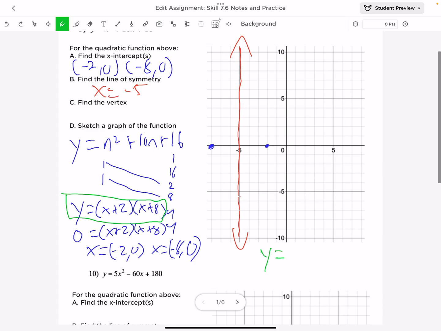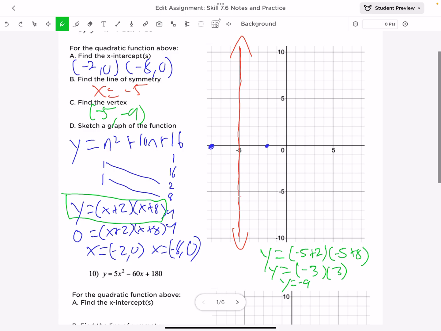And y is equal to, in place of x, I'm going to put -5 plus 2 times -5 plus 8, like that in there, which is y is equal to -3 times 3. And y is equal to -9. So my coordinate is x is -5, y is -9.